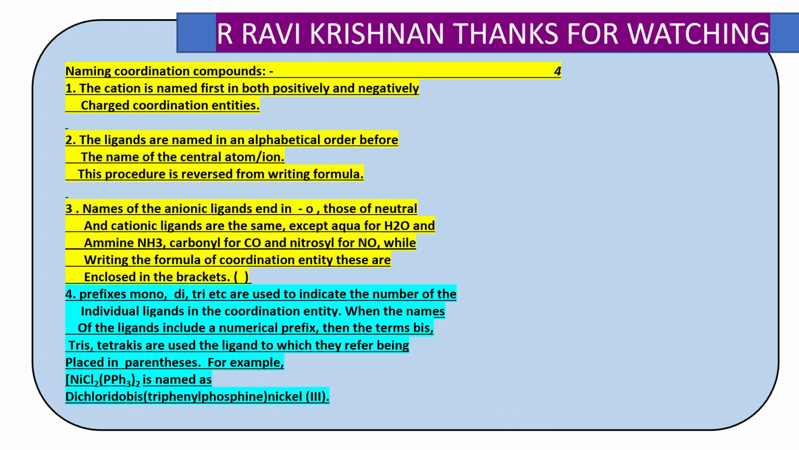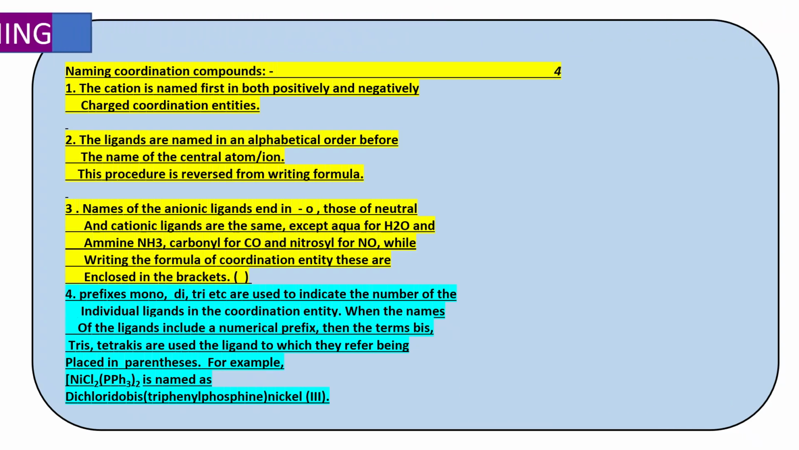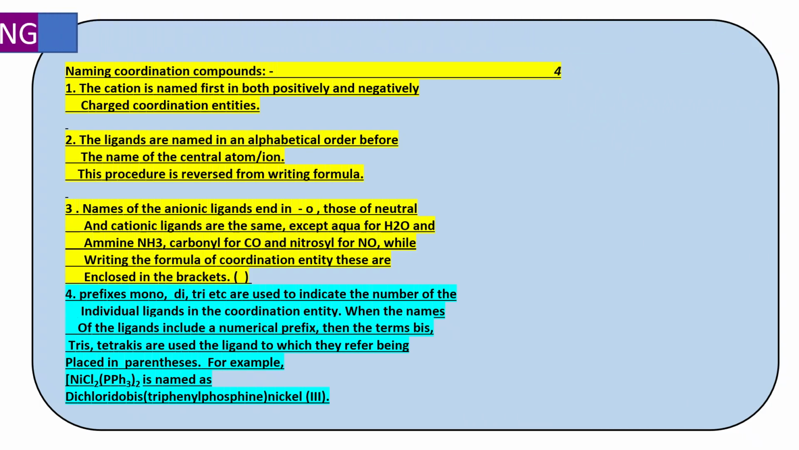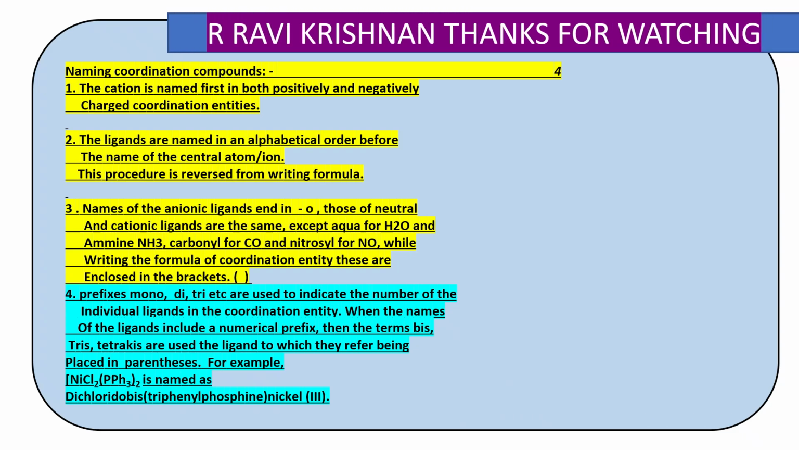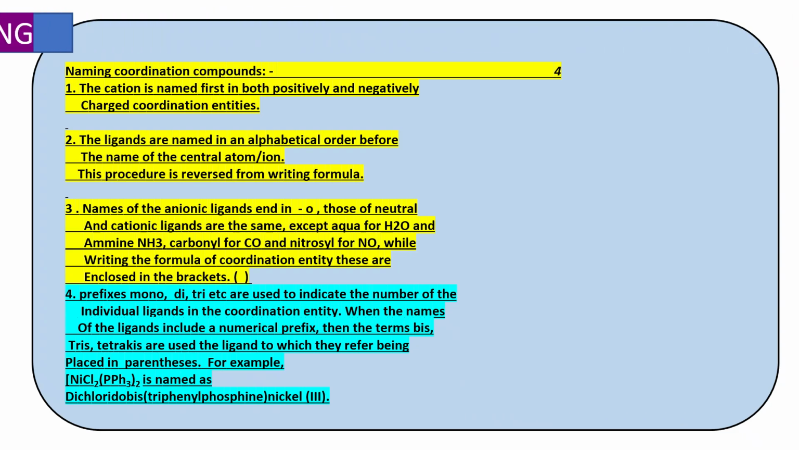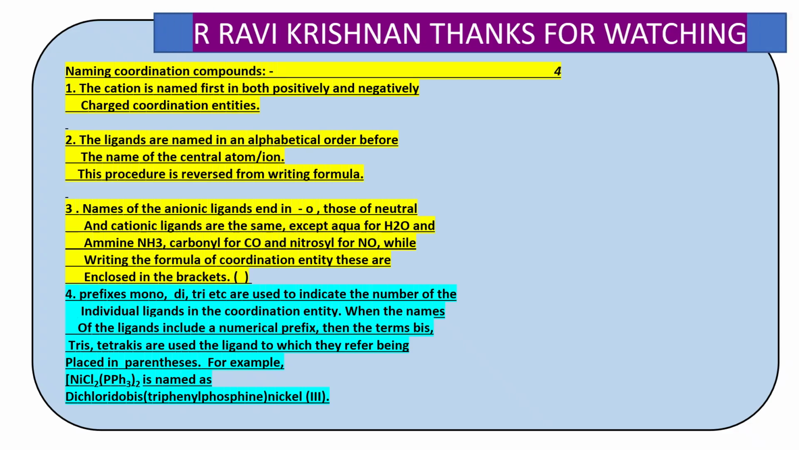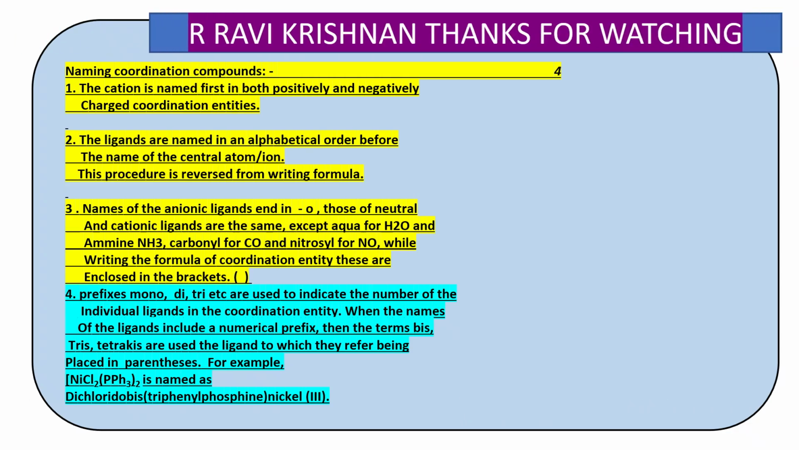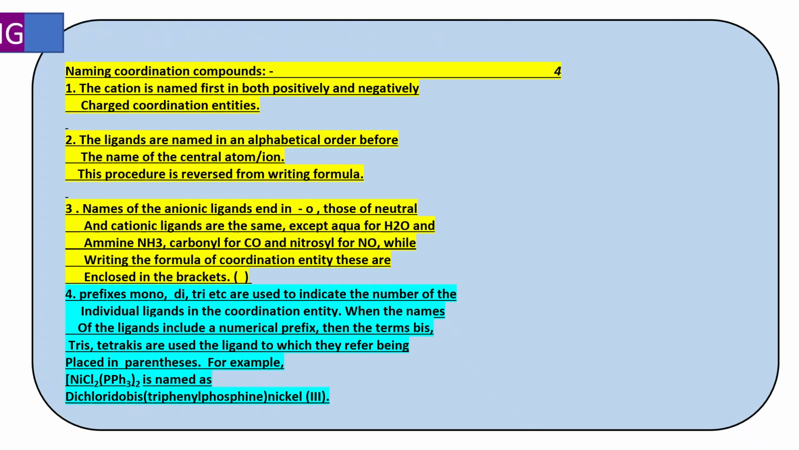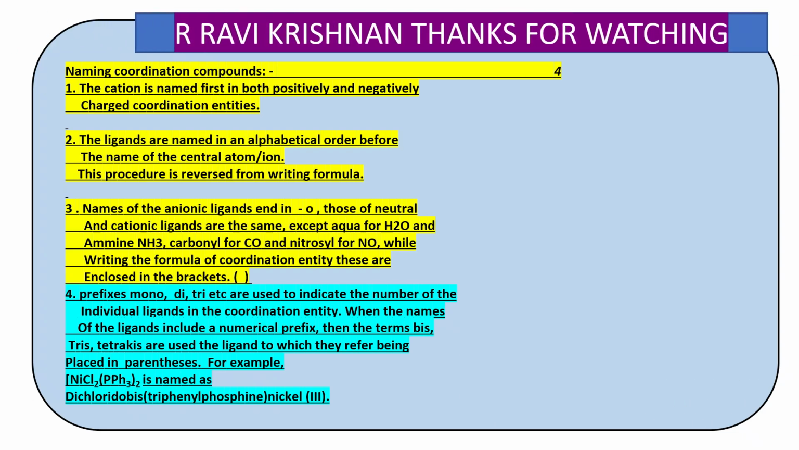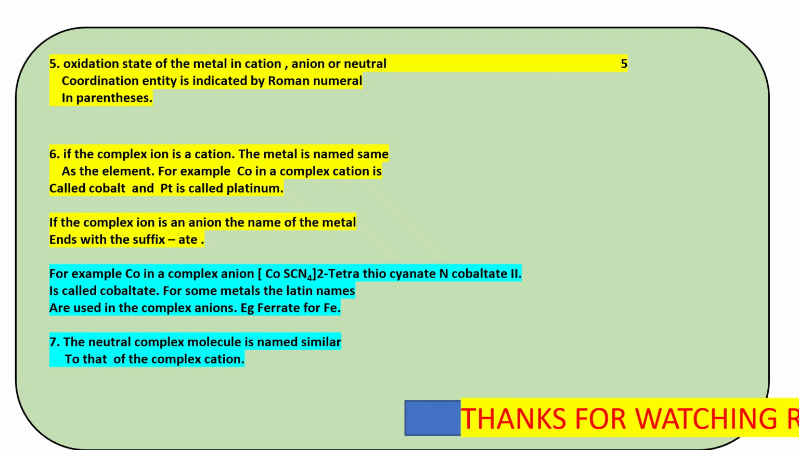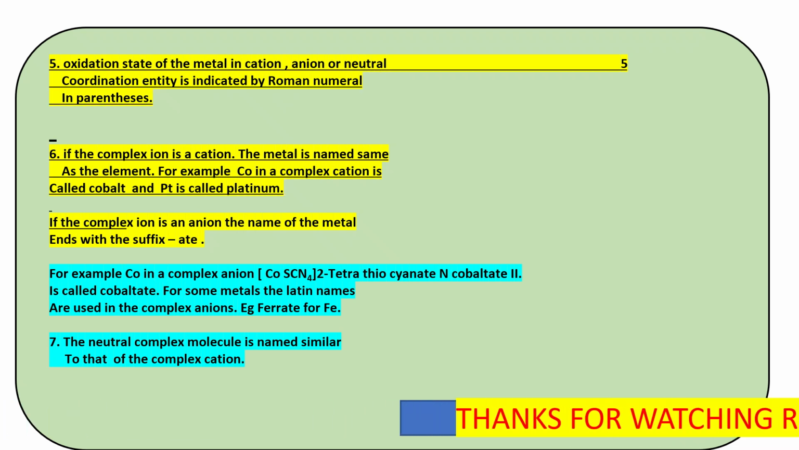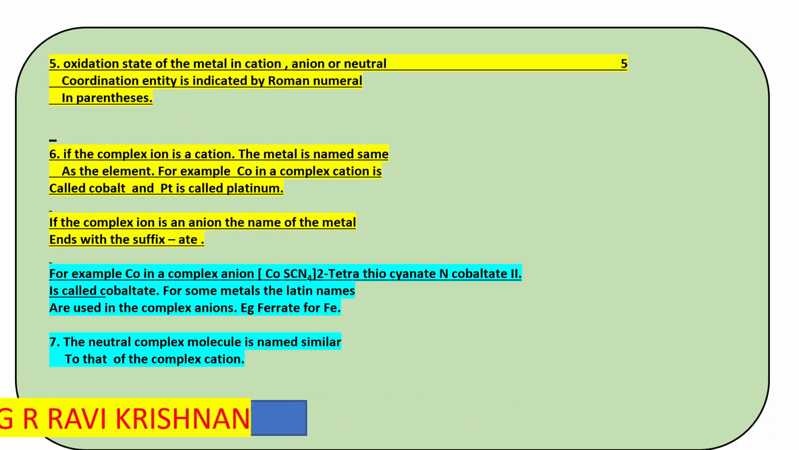Prefixes mono, di, tri, etc. are used to indicate the number of individual ligands in the coordination entity. When the names of the ligands include a numerical prefix, the terms bis, tris, tetrakis are used, the ligand to which they refer being placed in parentheses. For example, it is named as dichloridobis(triphenylphosphine)nickel(II). The oxidation state of the metal in a cation, anion or neutral coordination entity is indicated by a Roman numeral in parentheses.